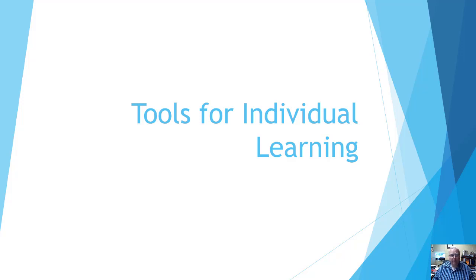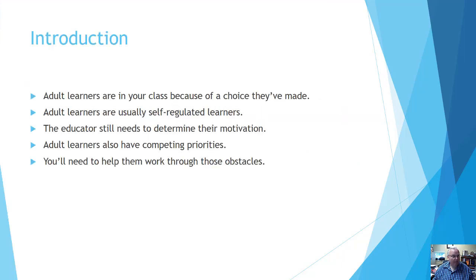So as we're looking at tools for individual learning, we need to look at motivation of adult learners. Adult learners are in your class because of a choice that they've made. Most of them are not in there because somebody has forced them to be, unlike dealing with a K-12 type situation. Adult learners are usually self-regulated learners, meaning they normally have motivation to succeed and therefore they're motivated to learn, so they are what we call self-regulated learners.